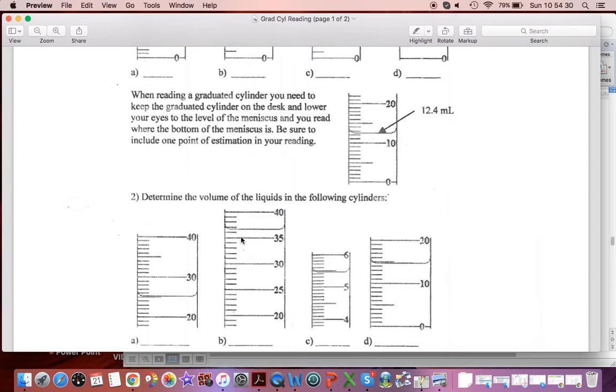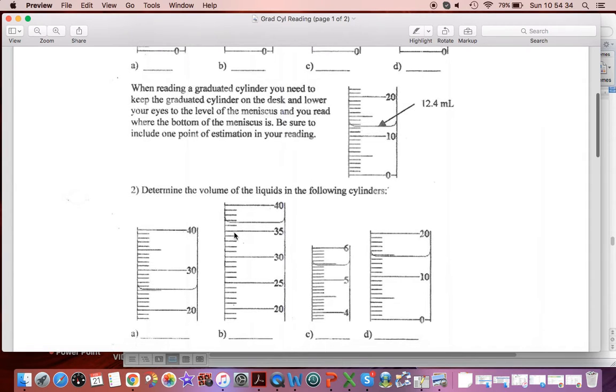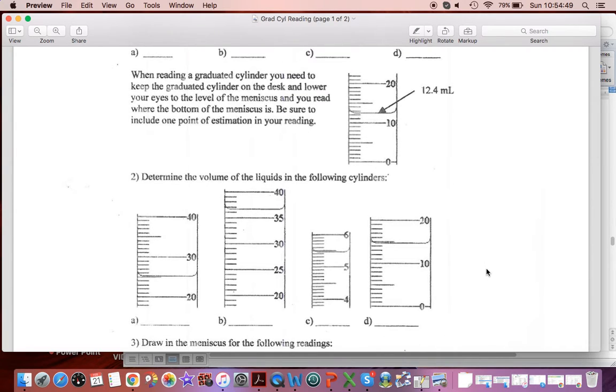Here, I go, oh, there's 35, 36, 37. I know for sure it's between 36 and 37, so I'd write 36. Now I estimate how far between. So I might say something like 36.6 milliliters. You might look at that and say 36.7 milliliters, because we're estimating that last digit. That is fine.